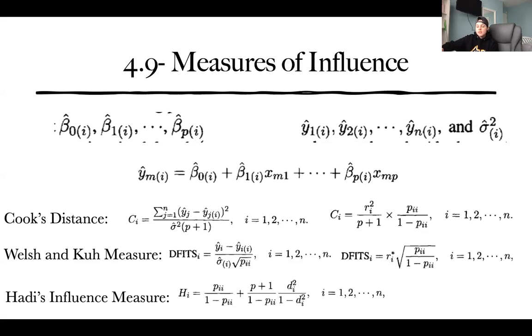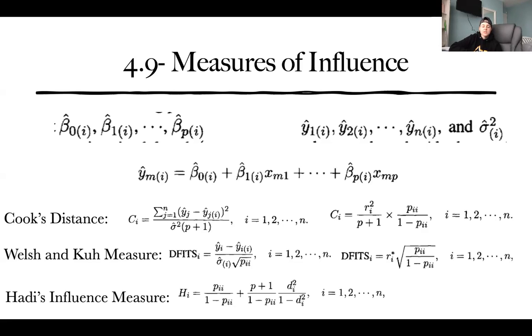So we can determine that a point is indeed influential if the absolute value of our DFFITS number is greater than 2 times the radical of p plus 1 over n minus p minus 1. So our Cook's distance and our Welsch and Cook measure yield us very, very similar answers and can be used in the same way to determine an influential point.